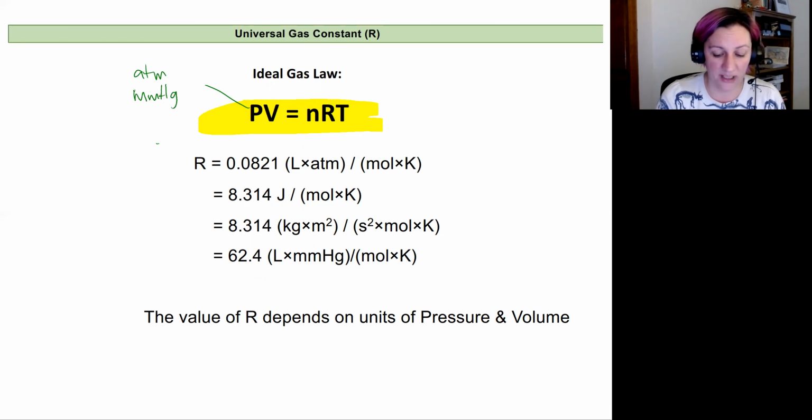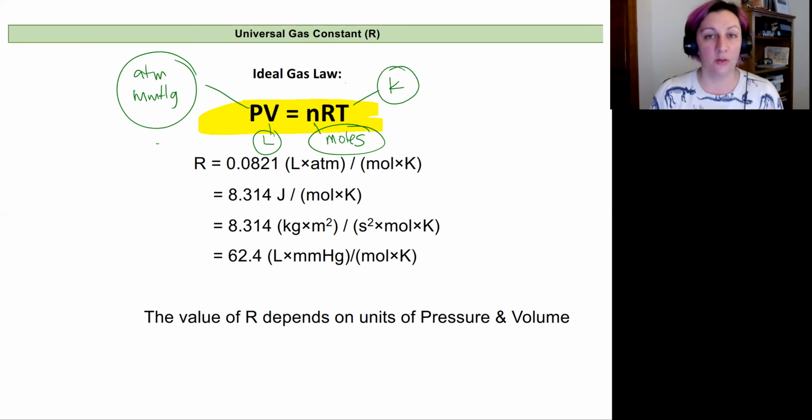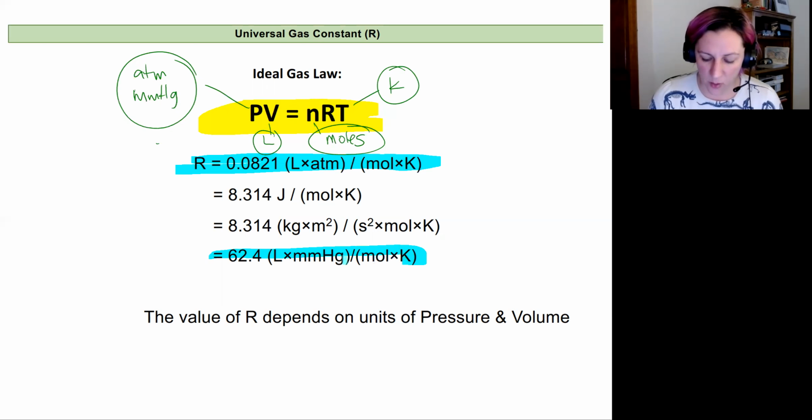These are the common ones we use in chemistry. Our volume is always going to be in liters. Our moles will always have the units of moles. And our temperature will always be in Kelvin, so we have non-zero, so we don't have zero or negative values. And so that means that our ideal gas constant R that we use with the ideal gas law is going to have units of liters, atmospheres, moles, and Kelvin, or liters, millimeters of mercury, moles, and Kelvin. And so these are the two versions that we're going to use in our ideal gas law equation to make the units work.